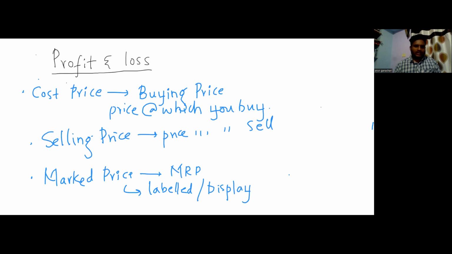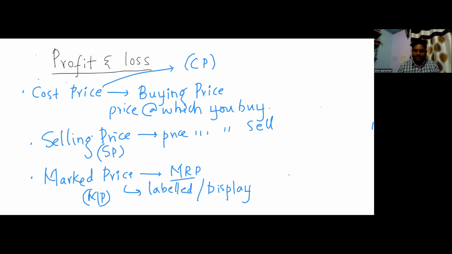When do we have profit? Can anybody explain when will we have profit? Selling price is more than the cost price. Yes, this cost price is also written in short form as CP. This is written as SP, and this is written as MP. It is not written as MRP. It is written as MP. So don't get confused with respect to it.